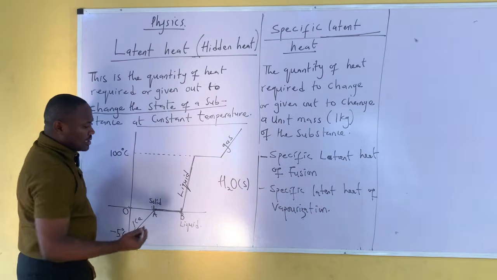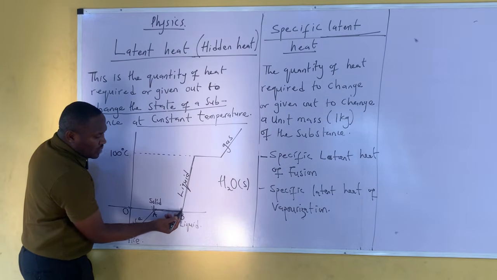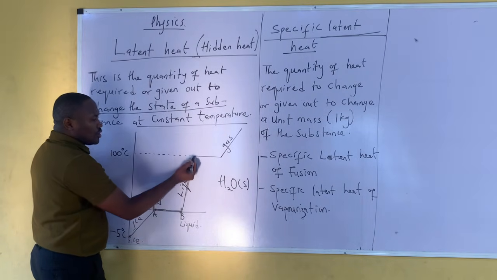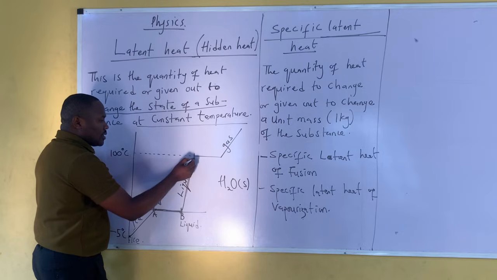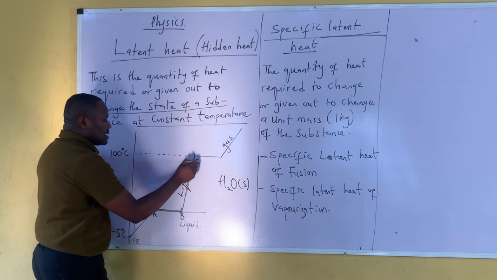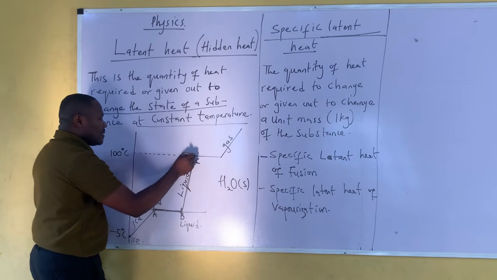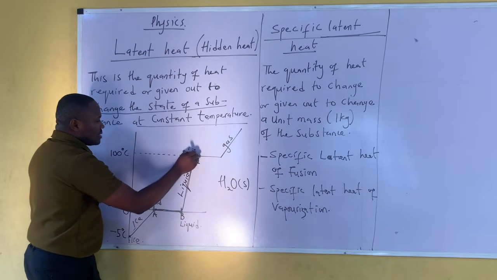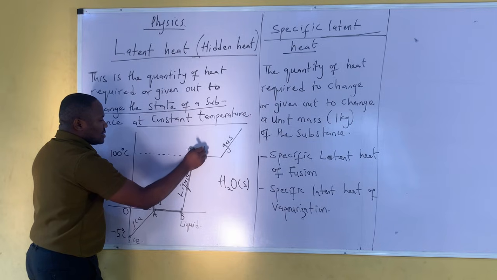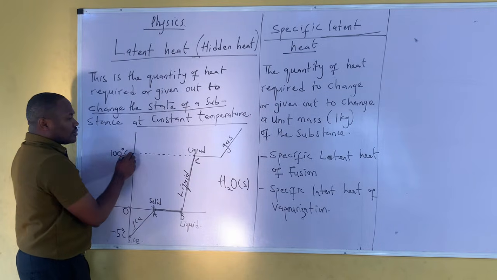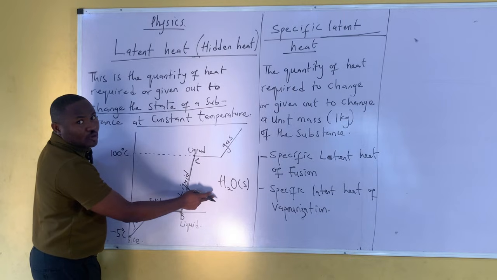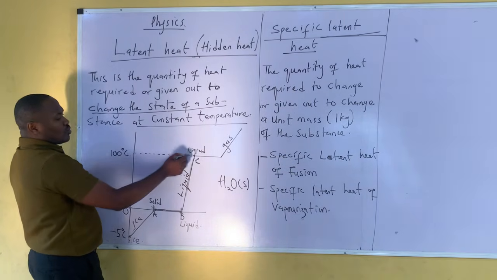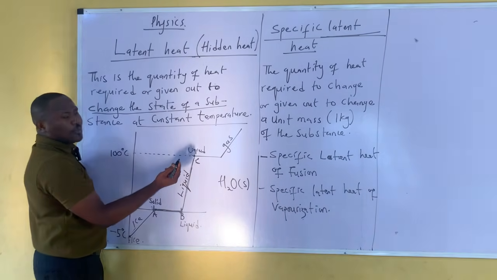Now look at another case again. This is liquid at B. Now, if you come to this point, let's give this point C. This is still liquid at C. Now, this is at 100 degrees Celsius. Remember, water boils at 100 degrees Celsius. So, at 100 degrees Celsius, something is happening.